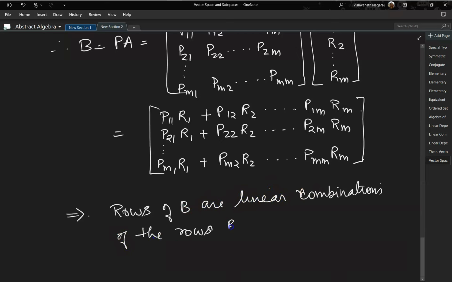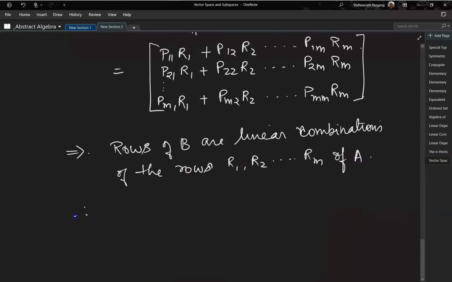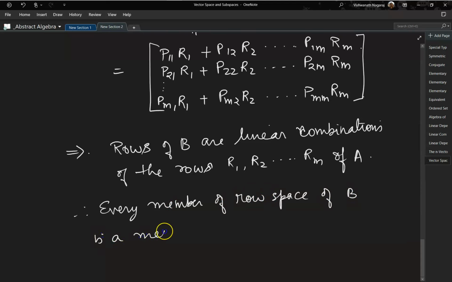Now, if you look at this, you will notice that the rows of B are linear combinations of the rows R1, R2 and so on up to Rm of A. Therefore, every member of the row space of B is a member of the row space of A.